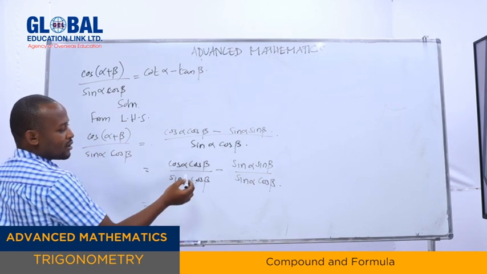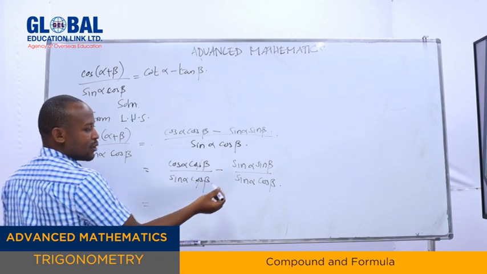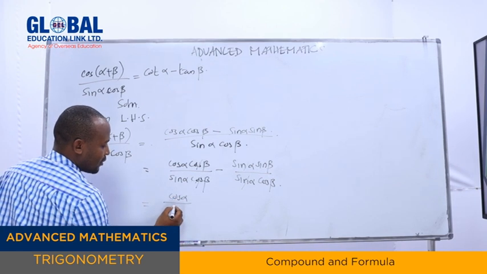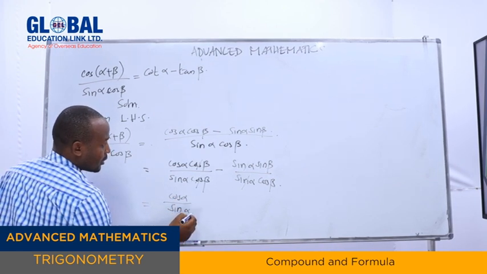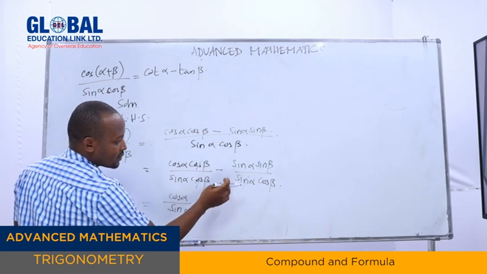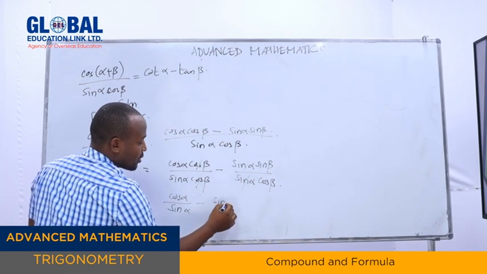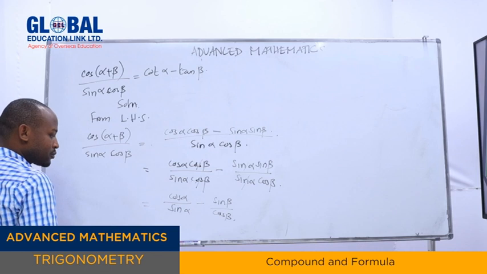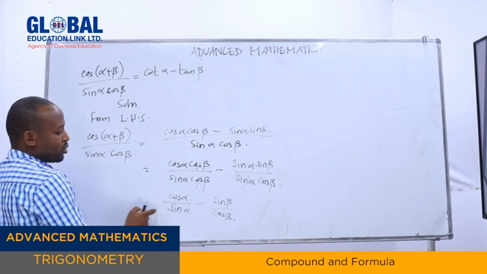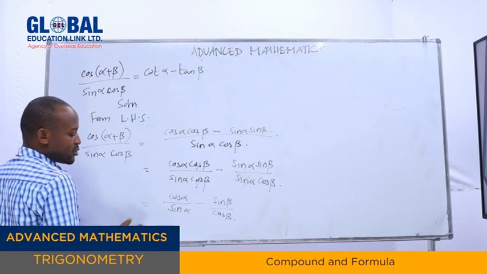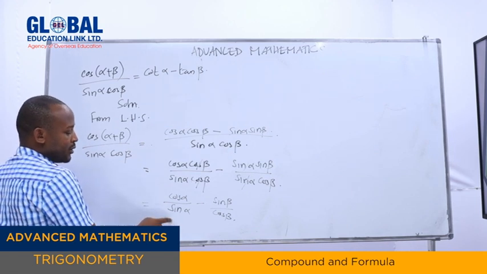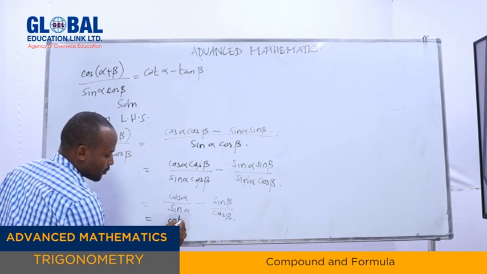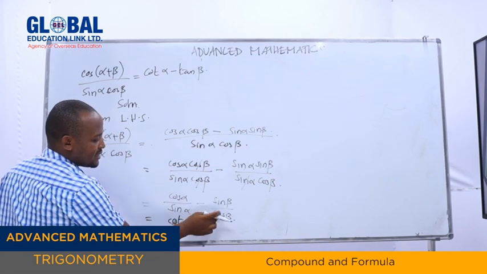As you can see, there are common terms there. We have cos beta, cos beta. We have sin alpha, then sin alpha. That means we are left with cos alpha over sin alpha, minus, there we have sin beta over cos beta. As we know that this is the reciprocal of tangent, for tan we are supposed to have a sine on top and a cos down. That means this is equal to cot alpha minus, this is now tan beta.